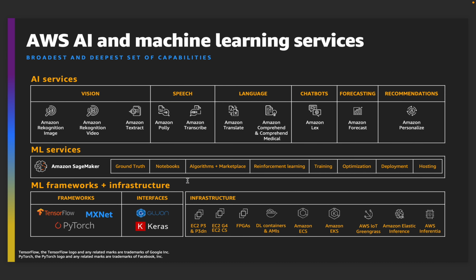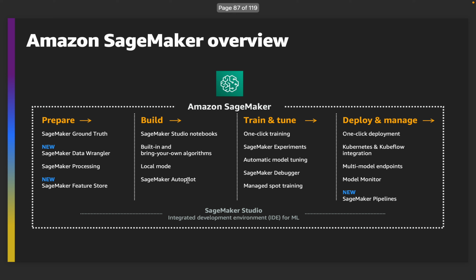AWS AI and machine learning services. In AI services we have vision, speech, language, chatbot, forecast, recommendation. ML services: ground truth, notebook, algorithm, reinforcement, training, optimization, deployment, hosting. ML frameworks such as TensorFlow, so all these things, and infrastructure is also ready. Amazon SageMaker Ground Truth. New SageMaker Data Wrangler. SageMaker for data processing. SageMaker to build, train, tune. This is for machine learning.